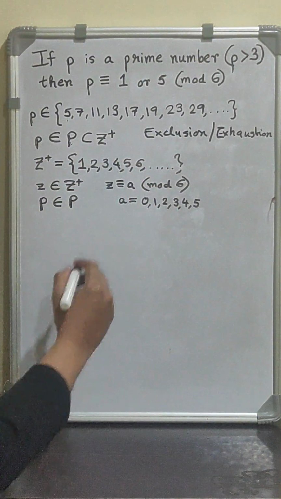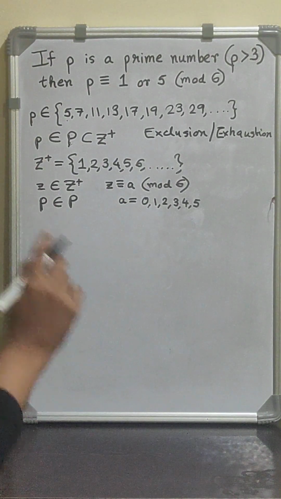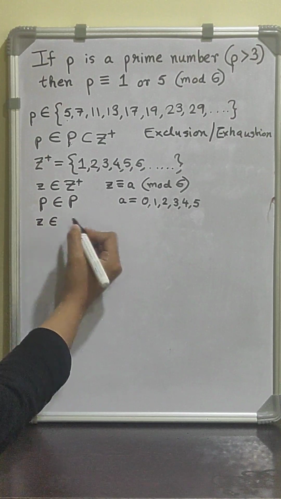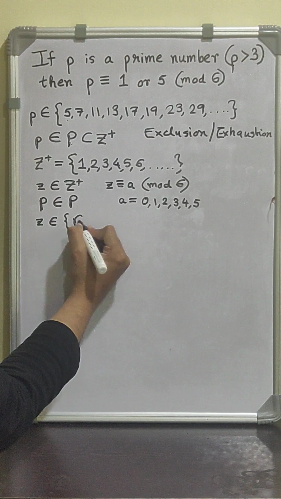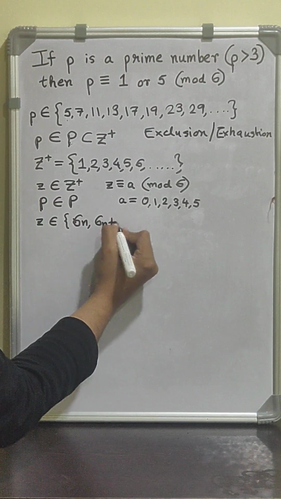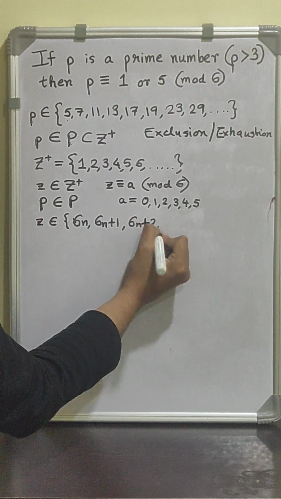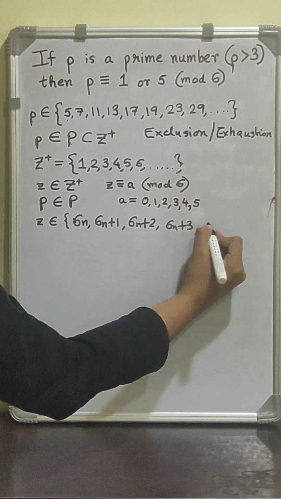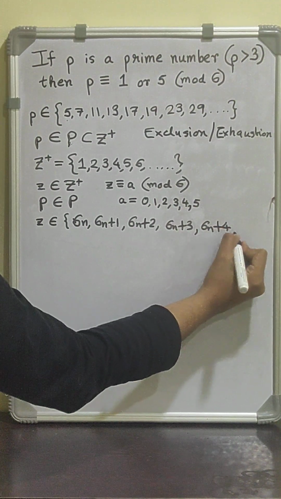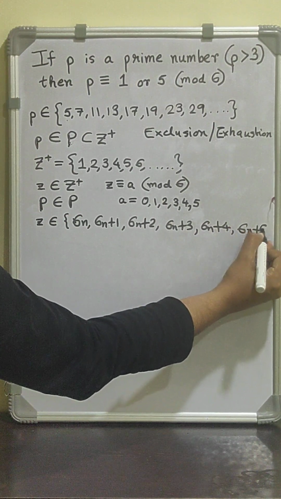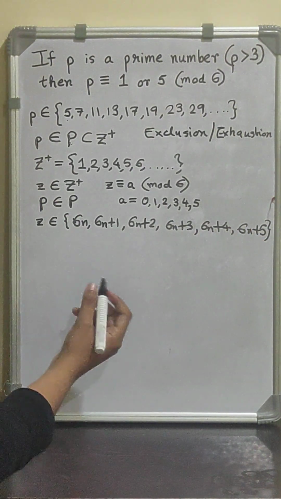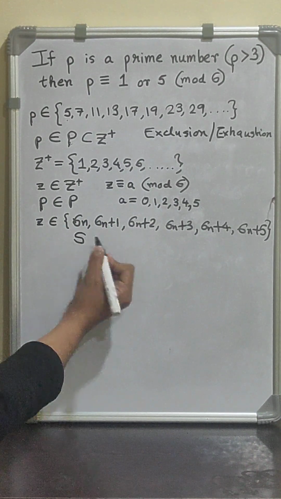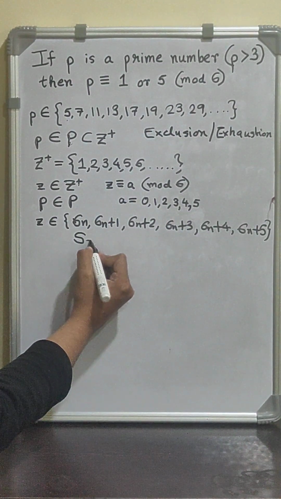But firstly, is this a basis that can span Z plus entirely? Now what I mean by this is, okay, firstly, what is a basis? I'll define z belongs to a set, let's call it 6n, 6n plus 1, 6n plus 2, 6n plus 3. I'm just taking the remainders from here. Sorry, 6n plus 4 and 6n plus 5. I'm gonna call this set S6, so S_6 or something.